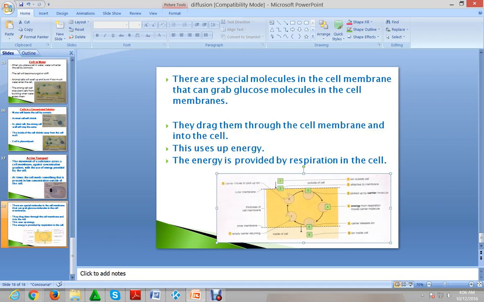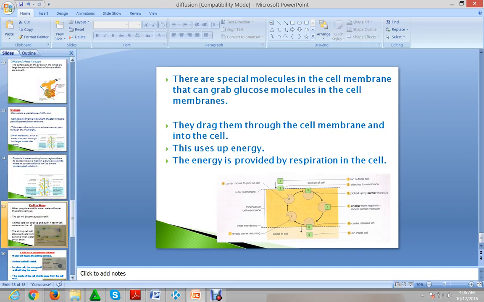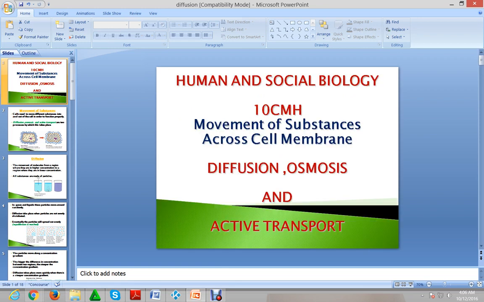So basically I've completed the different processes by which substances move in and out of a cell: diffusion, osmosis, active transport. Those are the 3 ways.